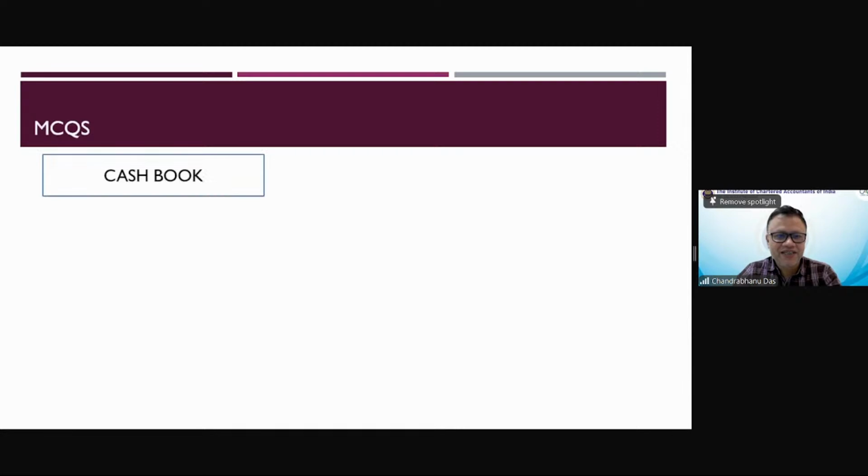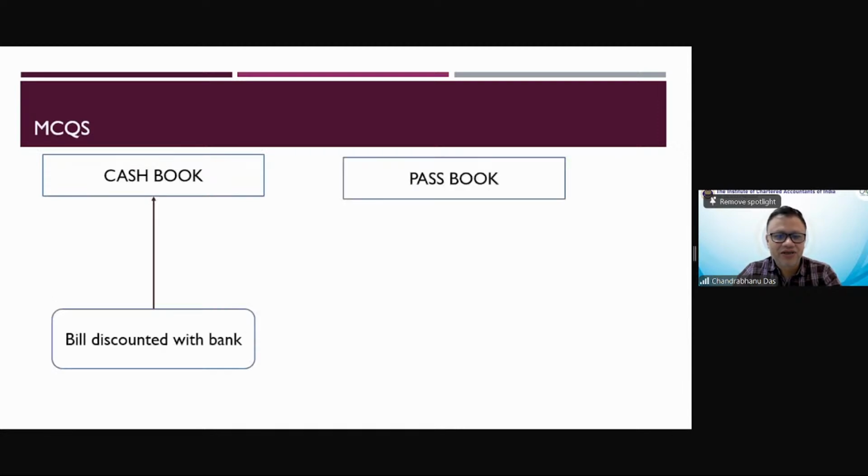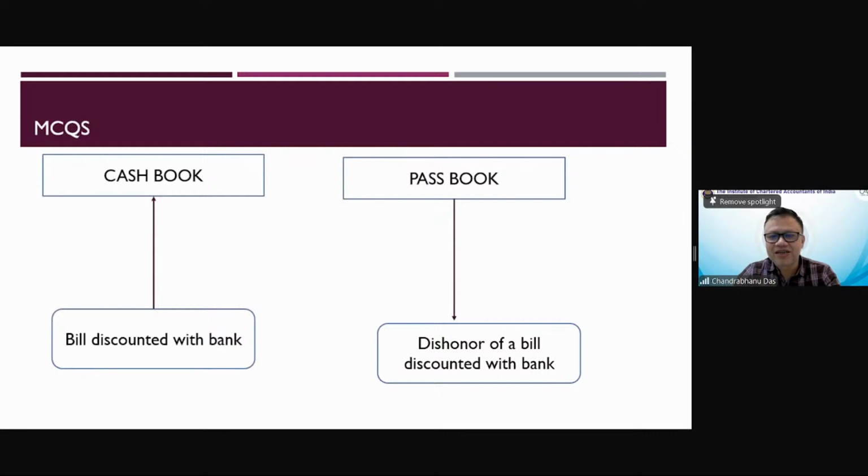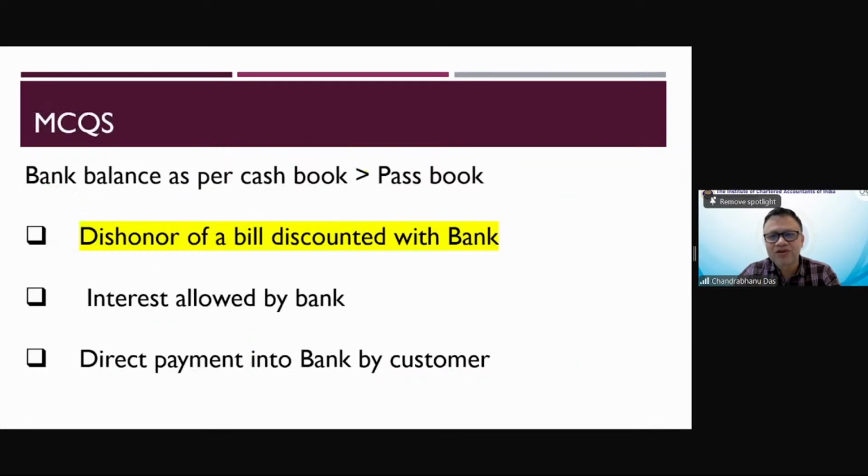I think this is a very pretty easy question. Your bill discounted with bank, you get money. But when there is a dishonor, that money goes away, known only to passbook. So in that case, dishonor of a bill discounted with bank reduces the passbook balance, but your bank balance in the cash book remains higher. So in that point of time, your bank balance becomes cash book is more than the passbook.